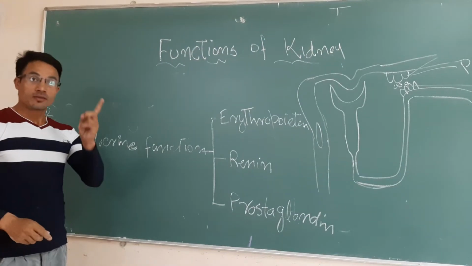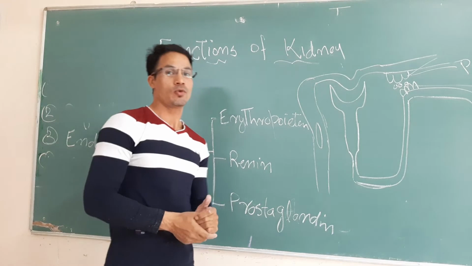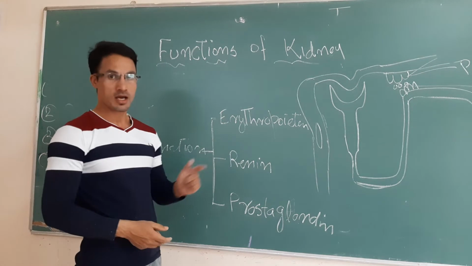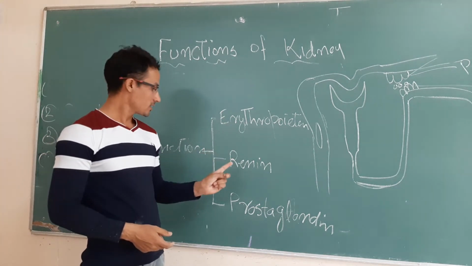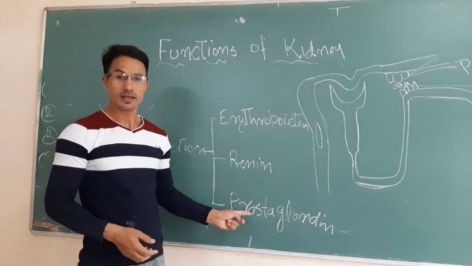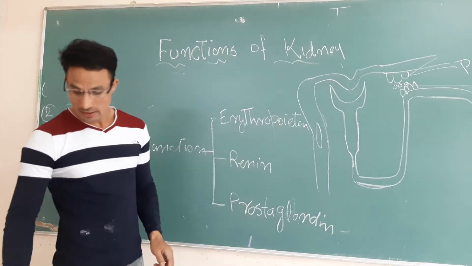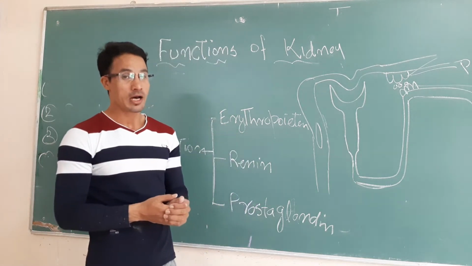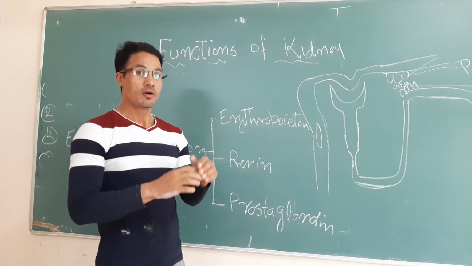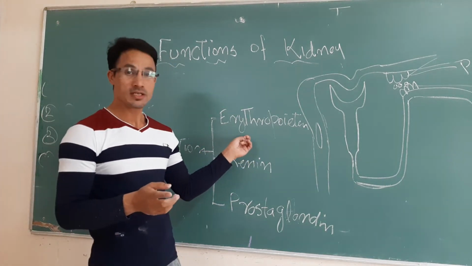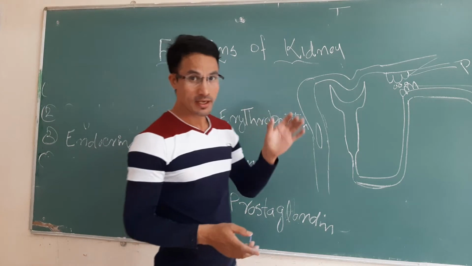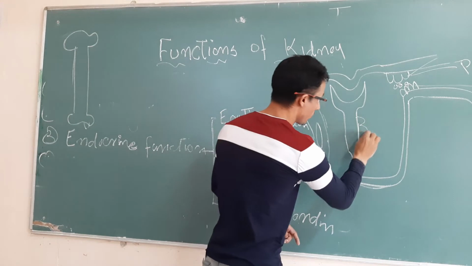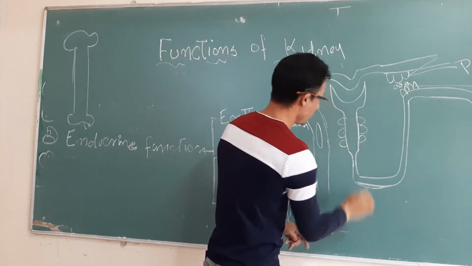Now the third function of the kidney, that is the endocrine function. It produces special hormones. The special hormones are erythropoietin, second is renin, and the prostaglandins. Erythropoietin helps the formation of the RBCs. The function of the RBCs is to carry oxygen to the whole body. Erythropoietin is the hormone which is produced by the kidney, formed by the nephron.